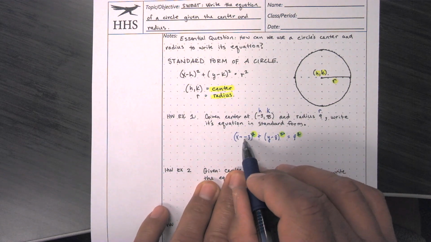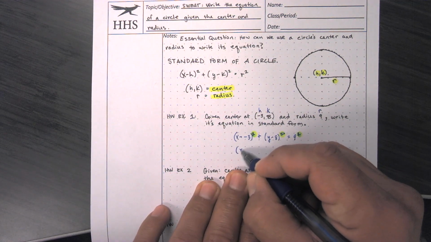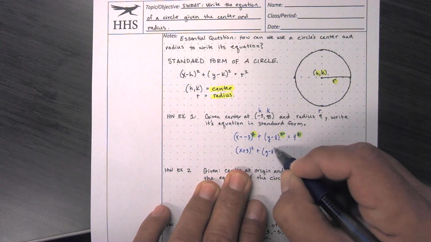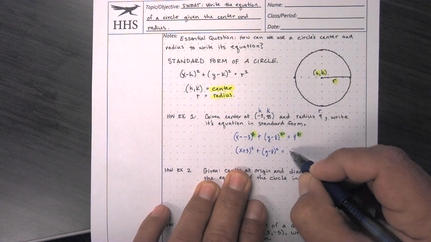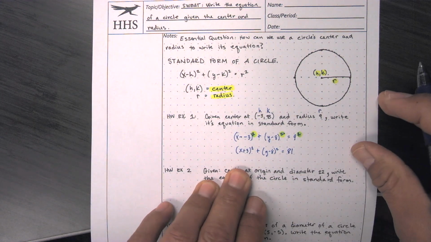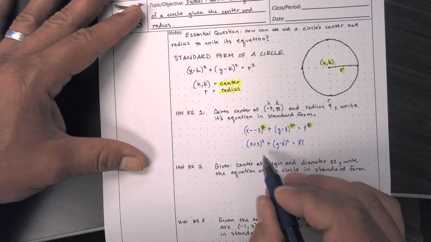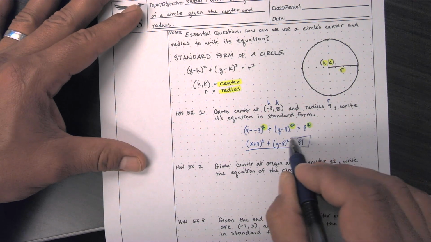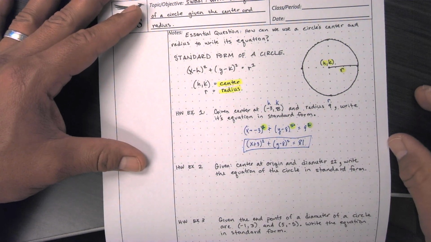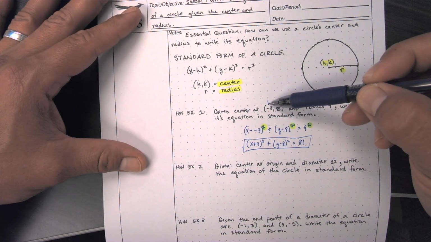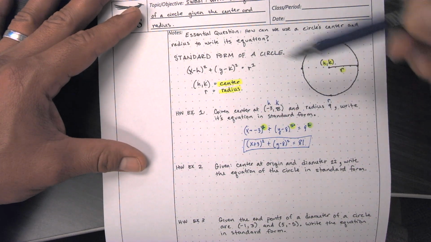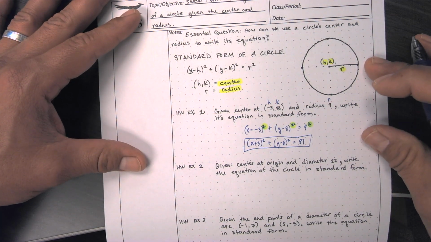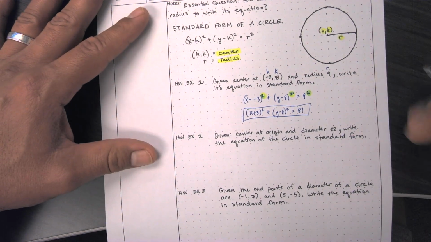Now we can simplify the double negative here, and that turns into (x plus 3) squared plus (y minus 8) squared equals 9 squared, which is 81. And that's it. We have written our circle in standard form here. It's pretty easy. All we're doing is taking the center point and the radius and then replacing it in those spots of the standard form equation. Now the next example looks like this.